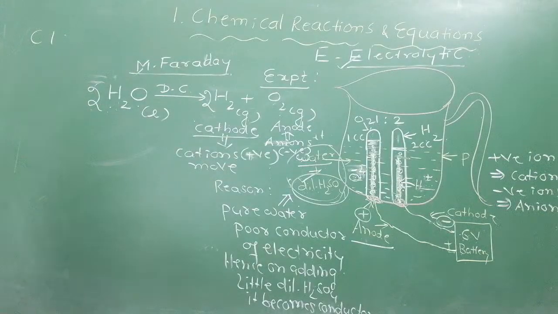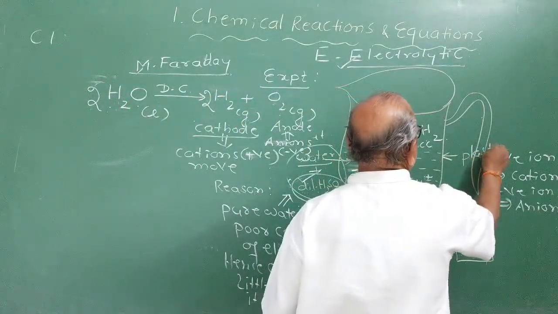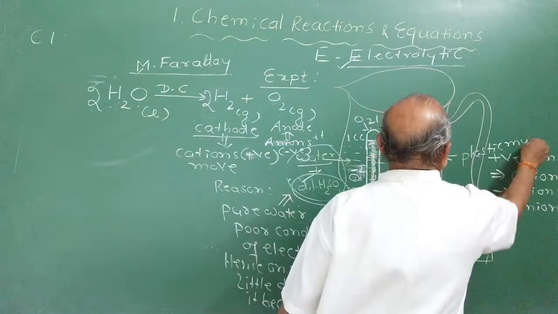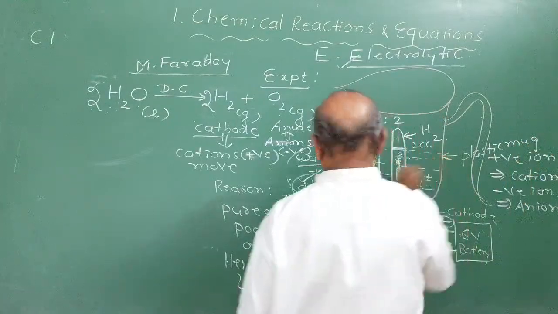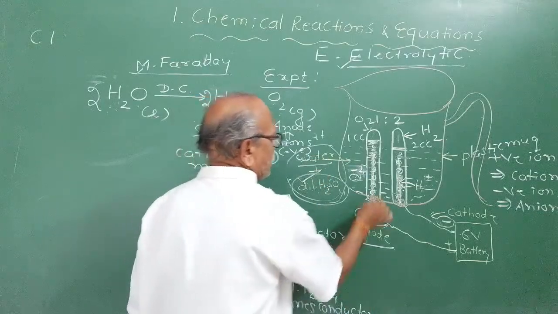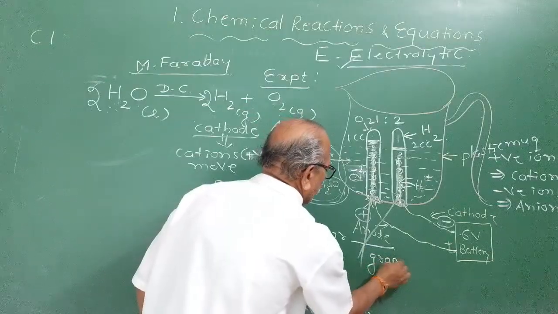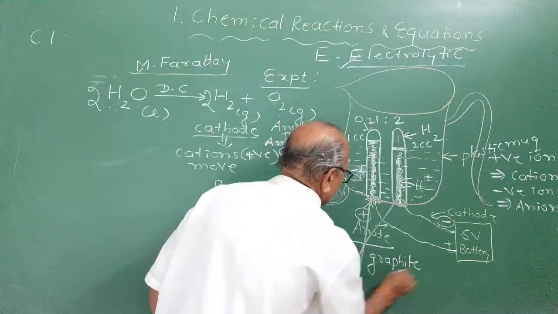Generally, you will be asked to label. This is called a plastic mug. Plastic mug, label the parts. This is acidified water mixed with dilute sulfuric acid. So these are graphite electrodes. Graphite electrodes.